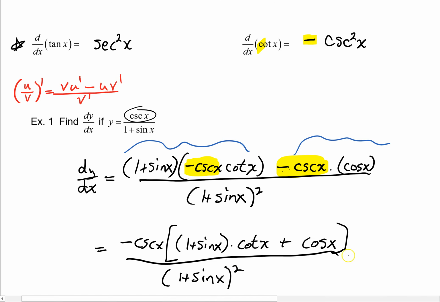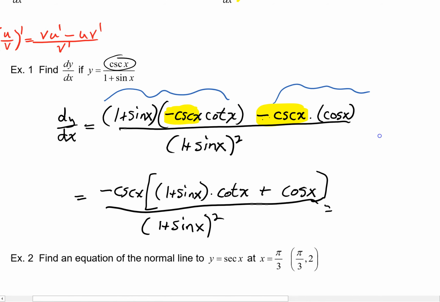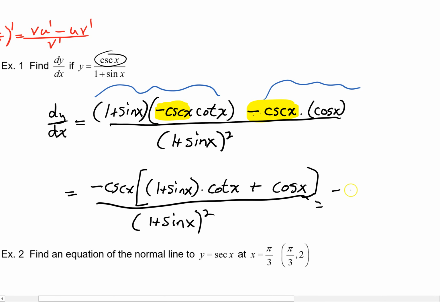Now, at this point, I do want to just clean this up just a tad. We're going to have our negative cosecant of x out in front. And as we distribute, you can see cotangent times 1, well, that's going to be a cotangent of x.